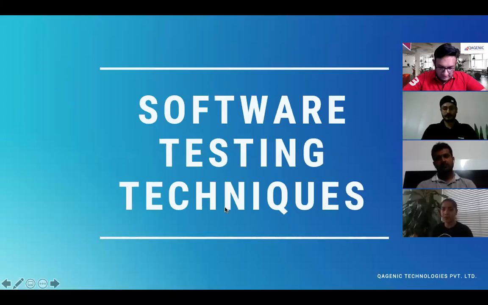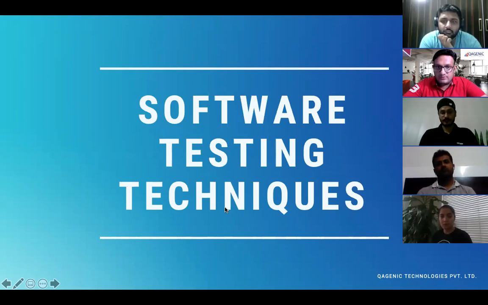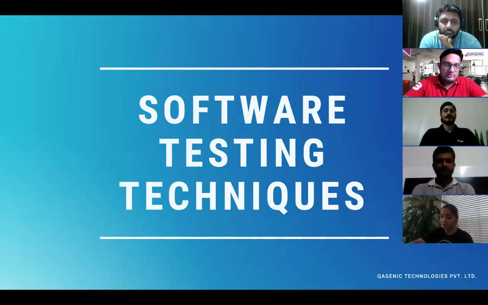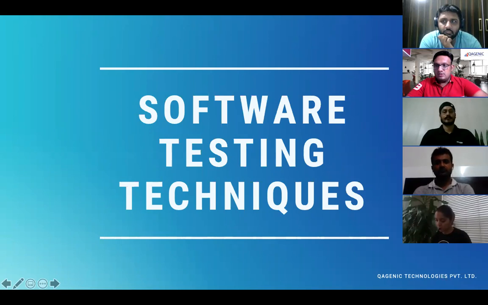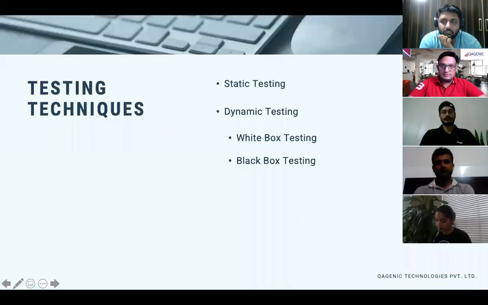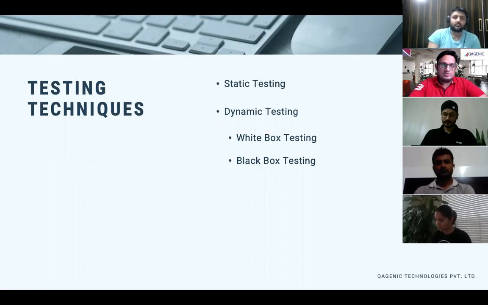Okay, so today we are going to talk about the software testing techniques that we follow in our practices in software testing. Mainly we are going to deal with two types of techniques. One is static, another one is dynamic, and then dynamic has its two subtypes, which are white box and black box.